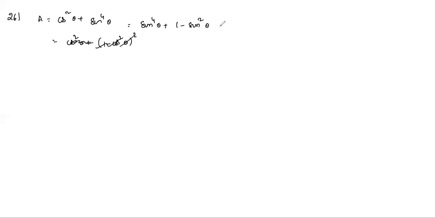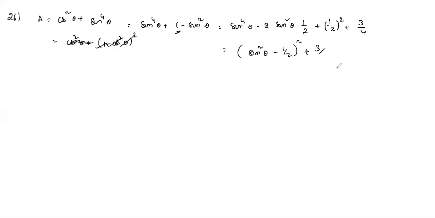So sin power 4 theta, then the 2ab term: 2 into sin square theta into b value 1 by 2, plus b square, 1 by 2 whole square. Plus, to get 1, you have to write 3 by 4. If you write like this, there is no change, since 3 by 4 plus 1 by 4 is 1. 2 into sin square theta into 1 by 2, the 2 cancels, we get only sin square theta. So the first 3 terms you can write as sin square theta minus 1 by 2 whole square plus 3 by 4. So this expression for A we can express like this.